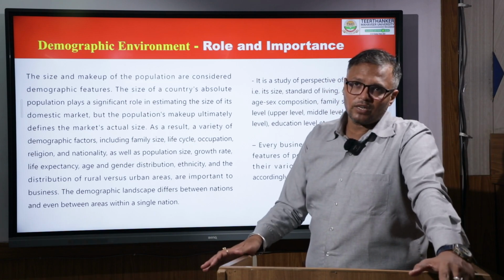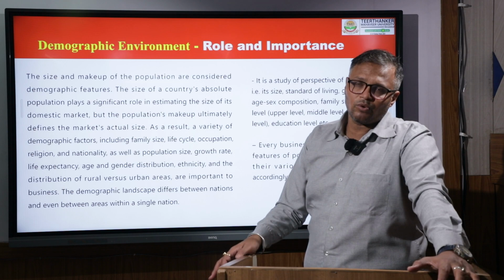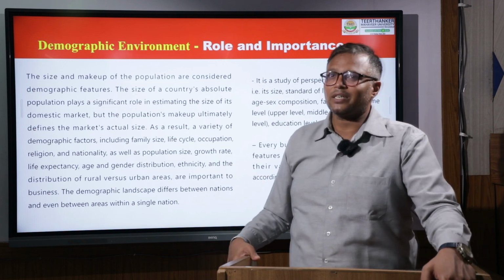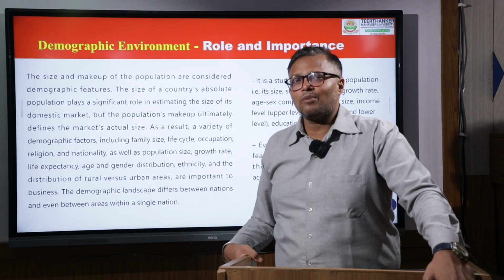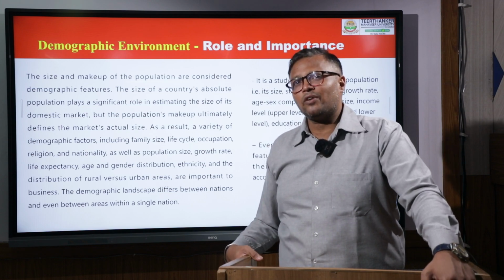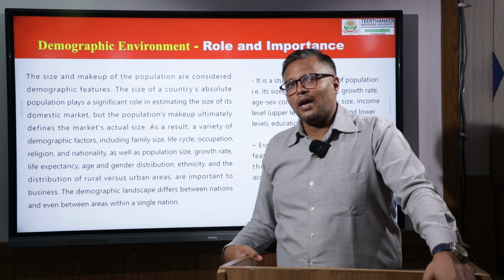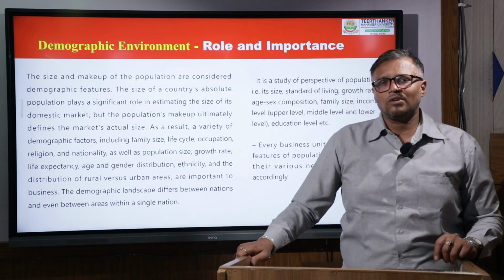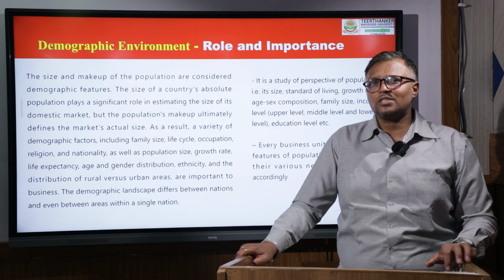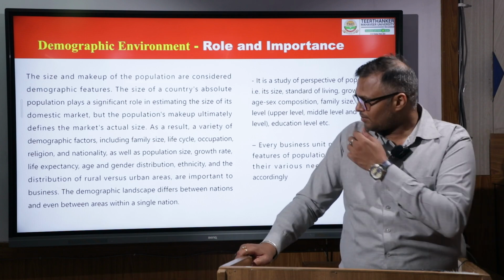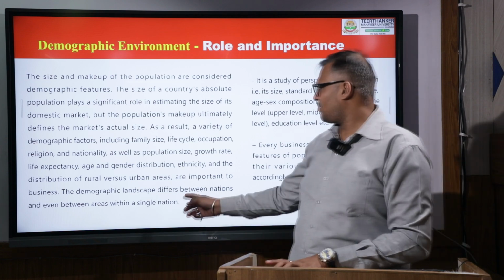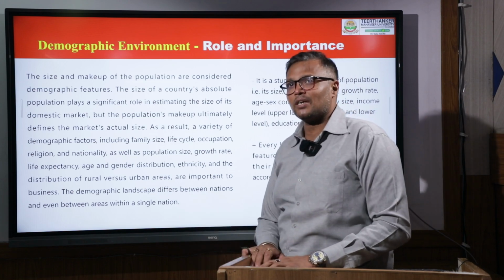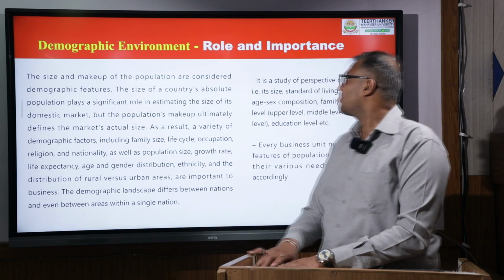So remember, the demographic factor plays a very strong role when you talk about product marketing, especially in the FMCG sector. This demographic study is very carefully studied by the companies at each and every level. There are multiple agencies doing a lot of research in order to get the information for this demographic environment. Thus, the demographic landscape differs from nation to nation, even from area to area, within the same nation, the same state, the same district, and the same city also.